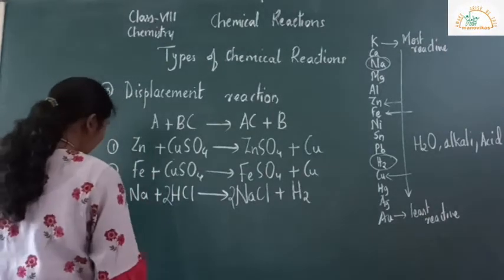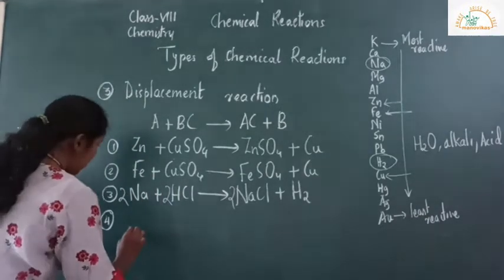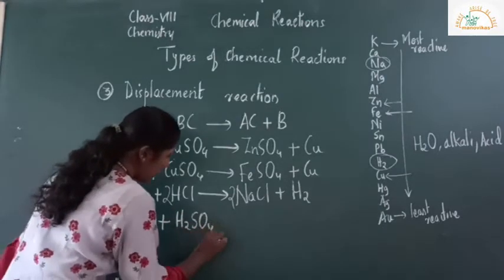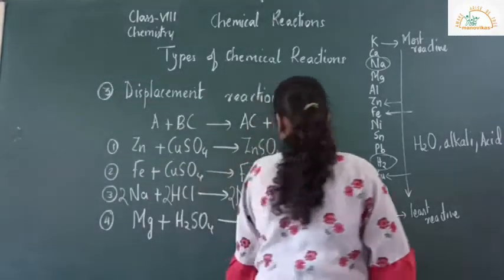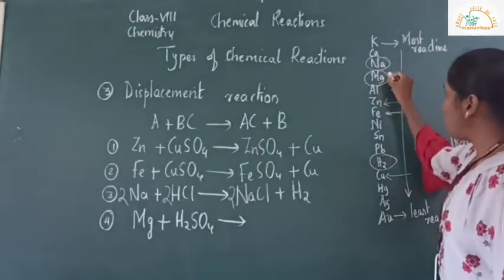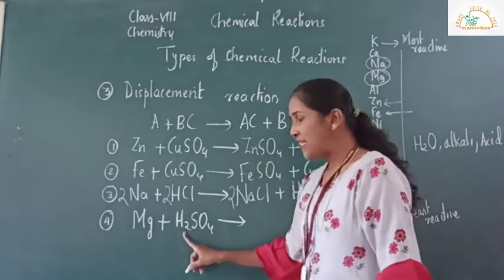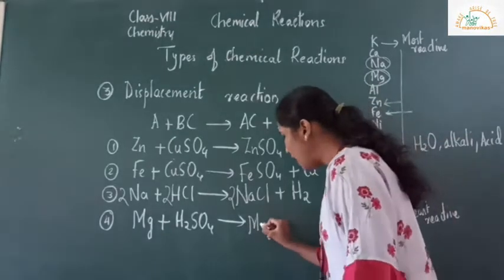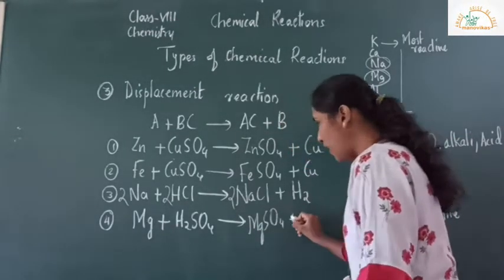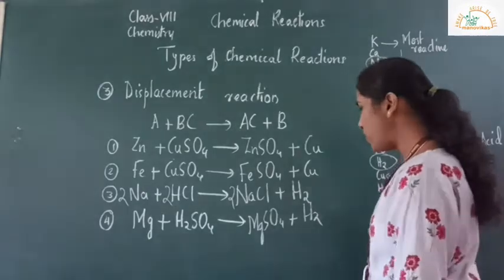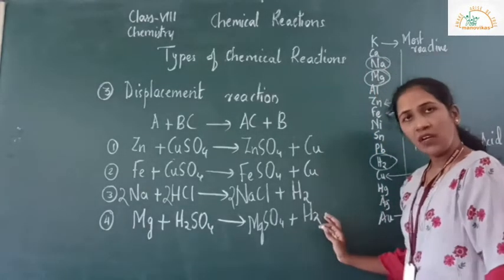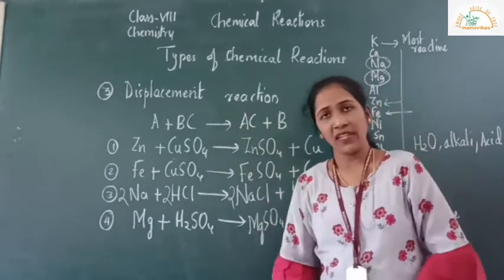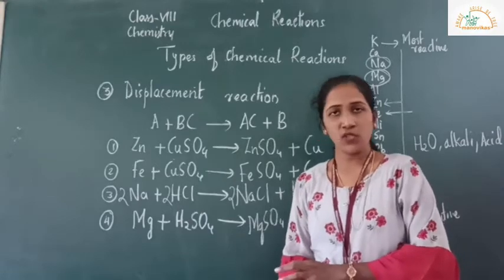Fourth one, we have magnesium plus H2SO4. So what will happen? Magnesium is most reactive, so it will displace the hydrogen from the acid, and what we will get is MgSO4 plus hydrogen. So check if the equation is balanced. So the equation is already balanced. So these are some of the examples of displacement reaction, which is also called a substitution reaction.